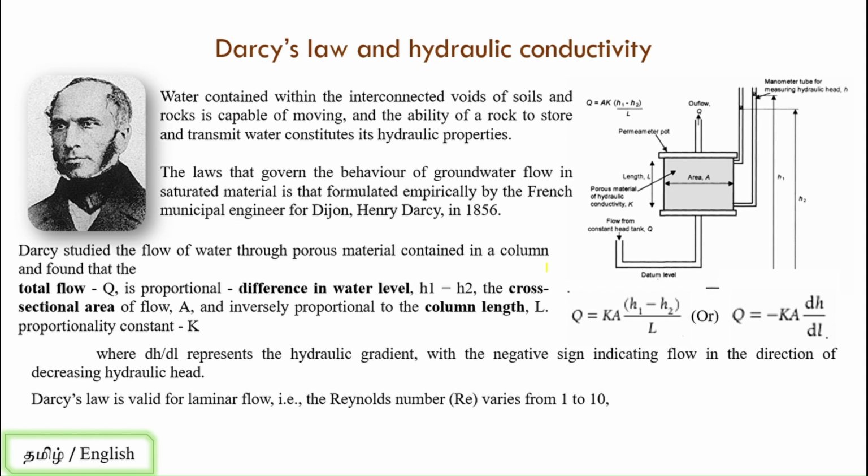So this law is applicable only for the flow of the liquid where the Reynolds number should be less than 1, that is, it should be a laminar flow. So what is the Reynolds number formula? The Reynolds number formula is equal to rho V d by nu.